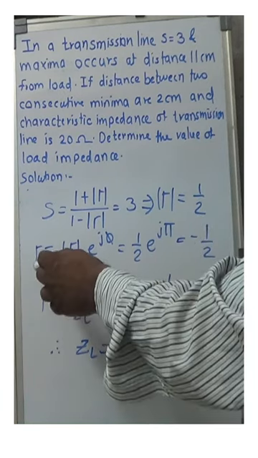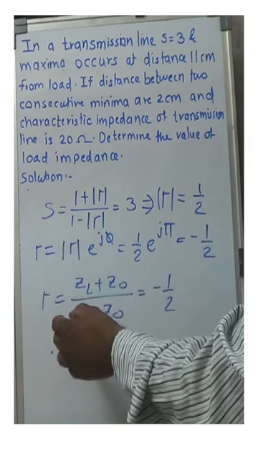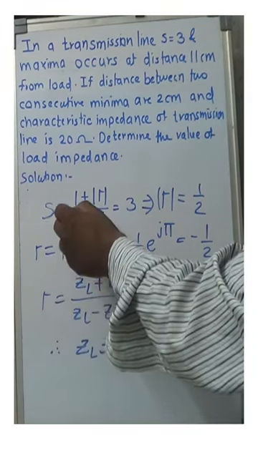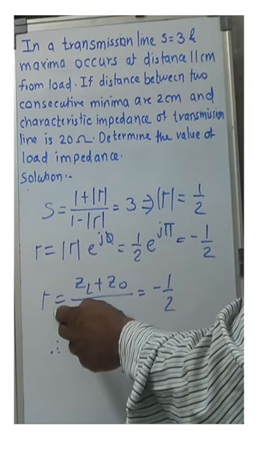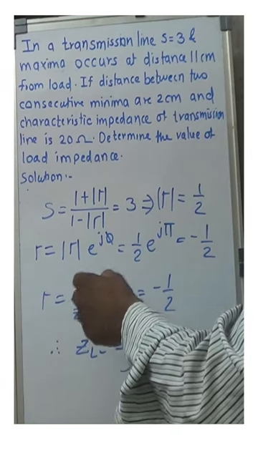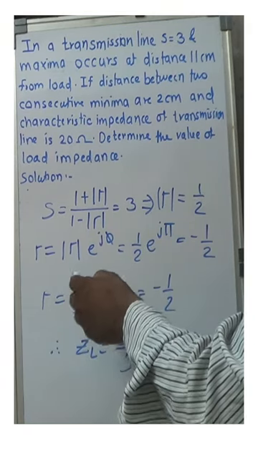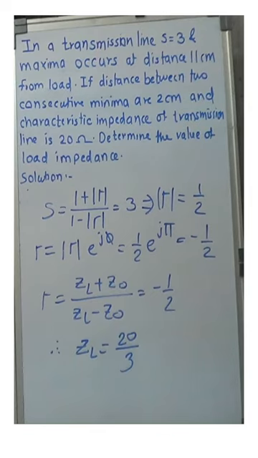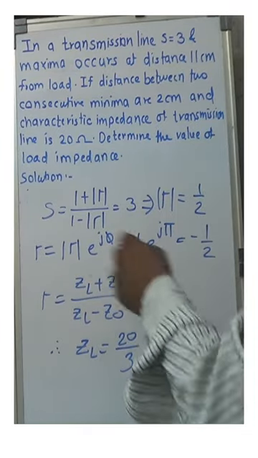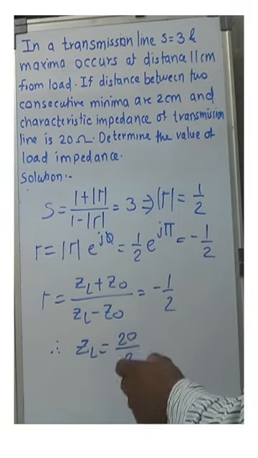Now the equation for this gamma is ZL minus Z naught upon ZL plus Z naught. So don't calculate gamma using the magnitude alone. This is the complete gamma, including the phase, and that equation is (ZL minus Z naught) upon (ZL plus Z naught), because we may get a complex number. ZL and Z naught can have real and imaginary terms. So here the total value is minus 1 by 2, not plus 1 by 2. Now Z naught is given, that is 20 ohm. If you put the value of Z naught and solve this equation, you will get ZL is equal to 20 by 3.